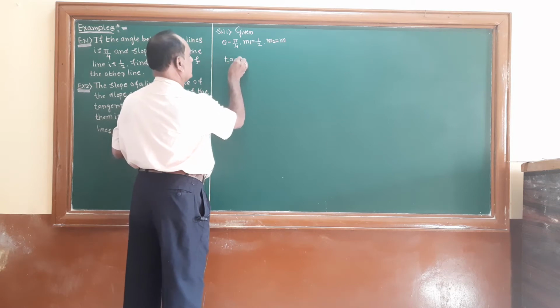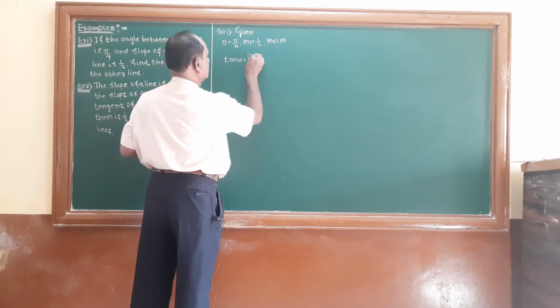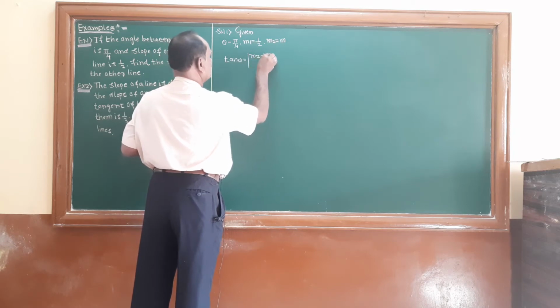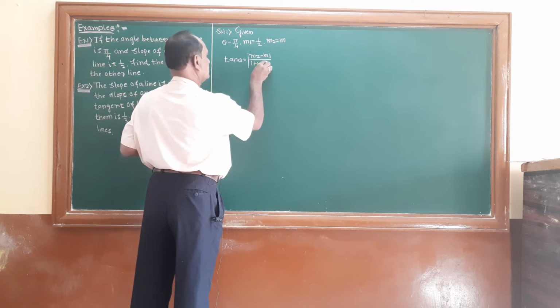So tan theta is equal to mod of m2 minus m1, so this whole divided by 1 plus m1 m2.